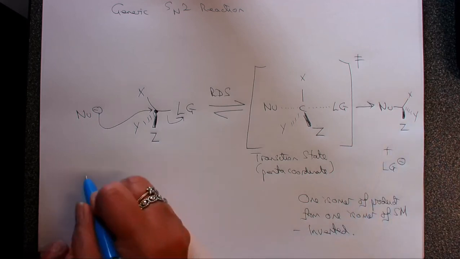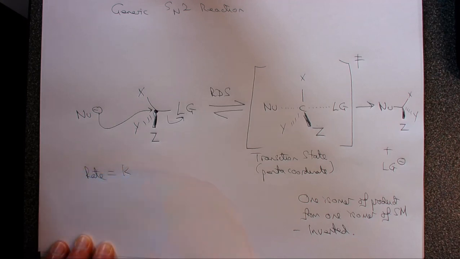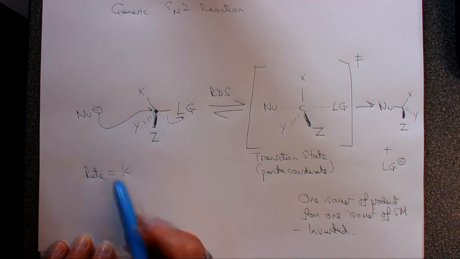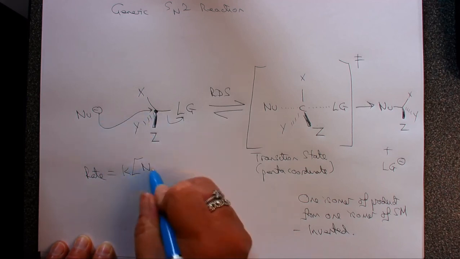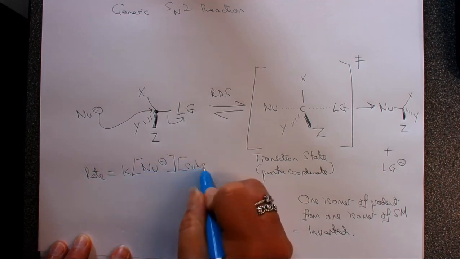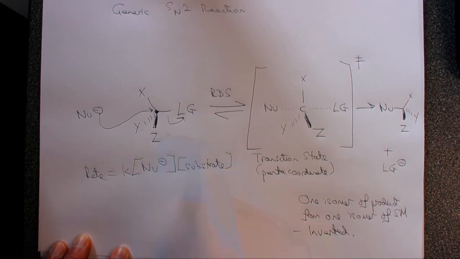And again, just for completeness, let's just write down the rate equation. Because it's bimolecular and it involves 2 different species, rate will equal a constant times concentration of the nucleophile, concentration of the substrate. So the substrate is this one here, the molecule which is undergoing the reaction. Okay, good. That's another one that we've learnt about.